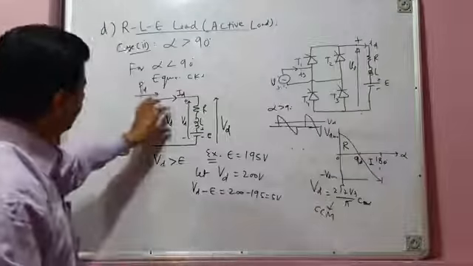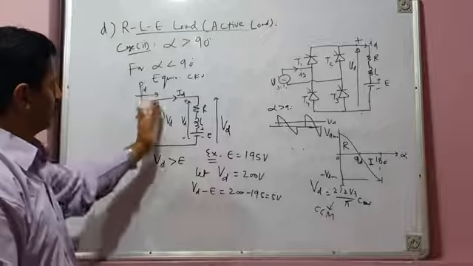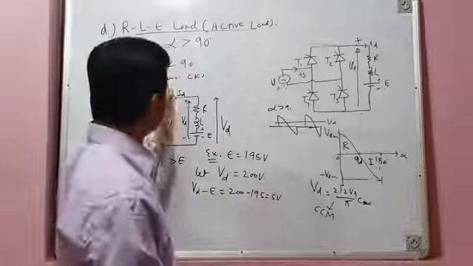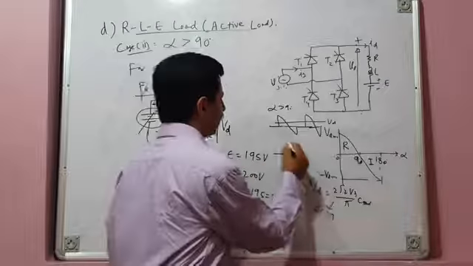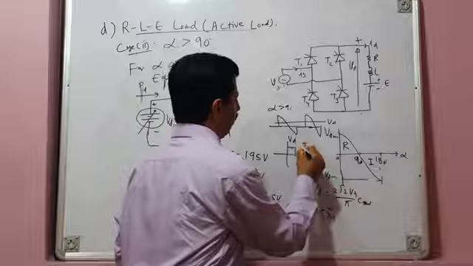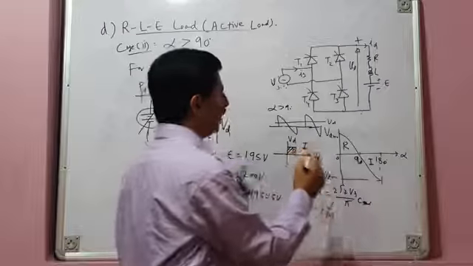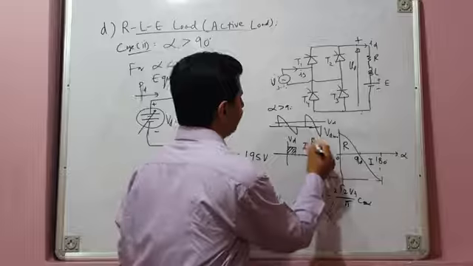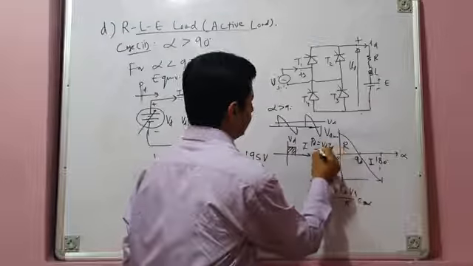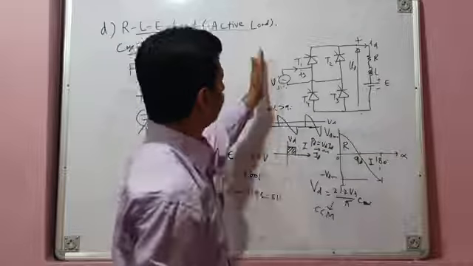You can see the average output voltage is positive. It produces a positive average output voltage. Current is also positive, so it operates in the first quadrant. This is ID, this is VD. Your converter operates in the first quadrant, where voltage is positive and current is also positive. So power, which is equal to VD into ID, is also positive. That means power flows from source to load.